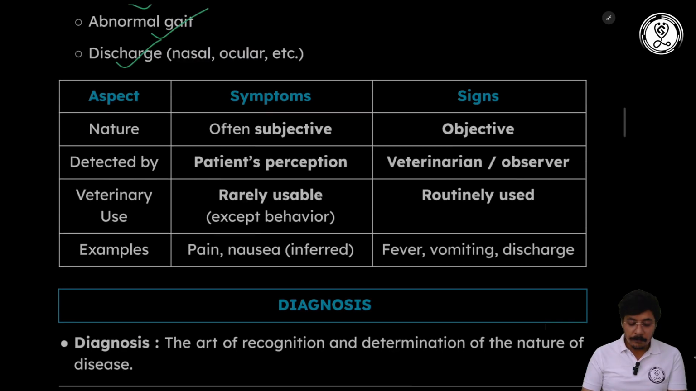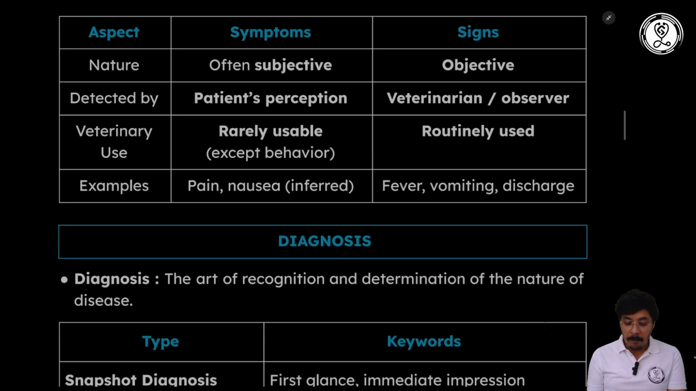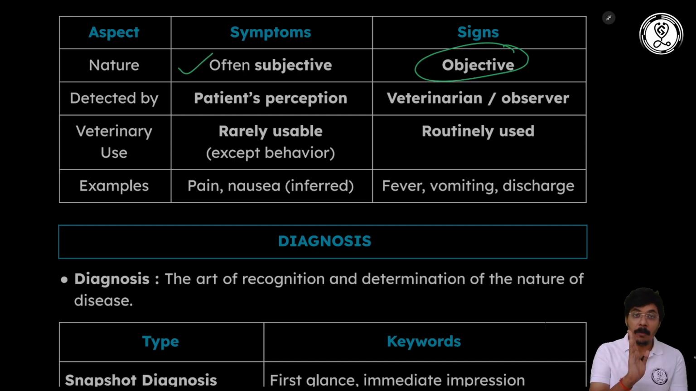Okay. So now let us compare the symptoms with signs. So basically, signs are always objective, whereas symptoms are usually subjective. Like if you are talking about 100 symptoms, 99 will be subjective. There are few exceptions, but generally, the symptoms are subjective, signs are objective.